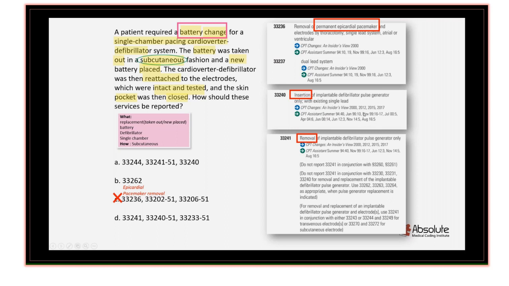So now you might wonder, oh, something might be going on here. And look, never ever forget to read your parenthetical guidelines, especially in this section. It's very important because if you read that second paragraph, do not report 33241 in conjunction with those codes. And in your answer A, you have those 33241 and 33240 for both of them. That's what we were wondering about earlier. That guideline is telling you not to do both. Therefore, you don't even need to deal with it. Go ahead and eliminate it, okay?